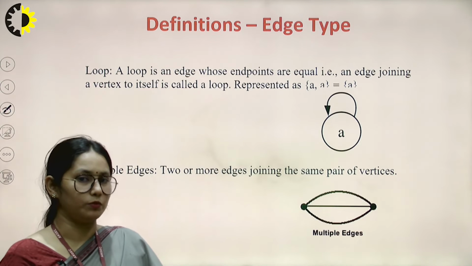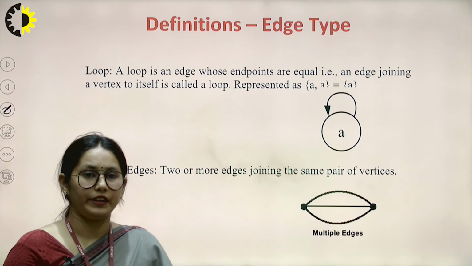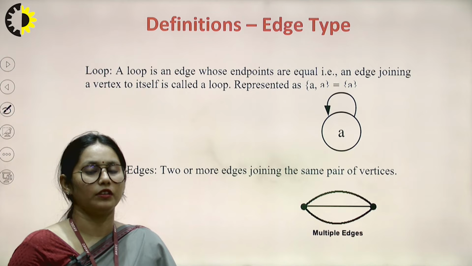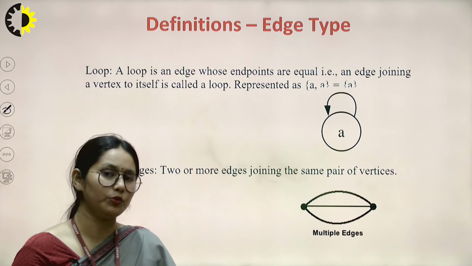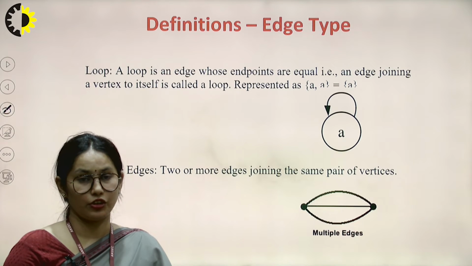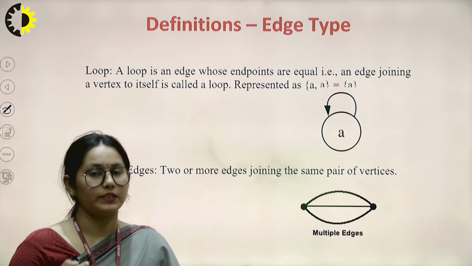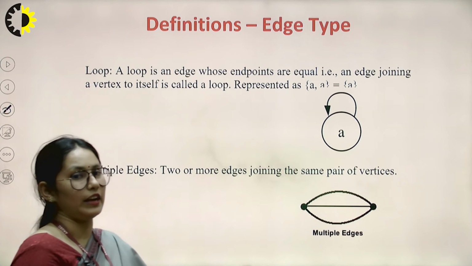Now what is a loop? A loop is a kind of path which starts from a node and traverses back to itself. So a loop is an edge which has a direction but is pointing to itself only. Okay, so that is your loop.